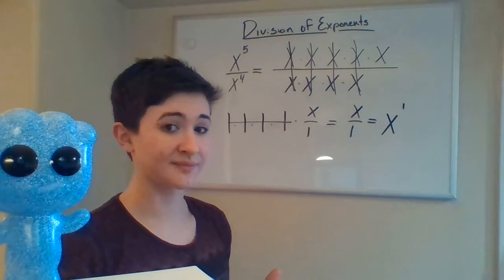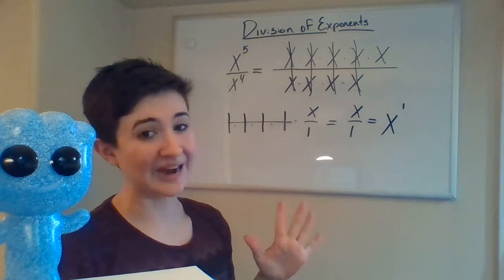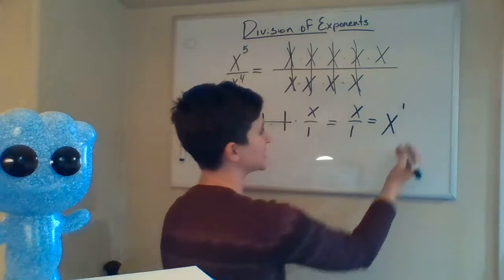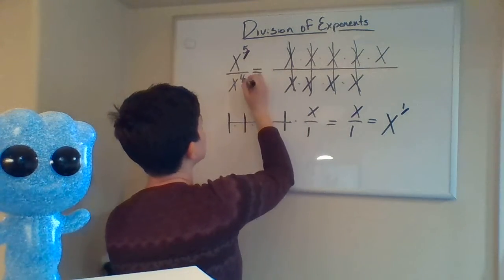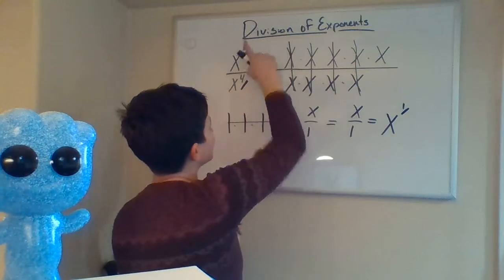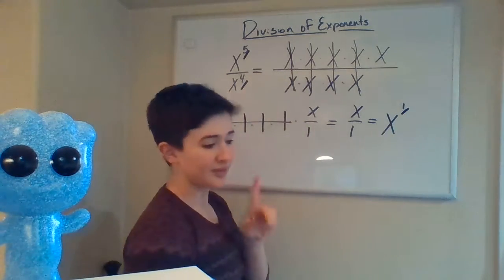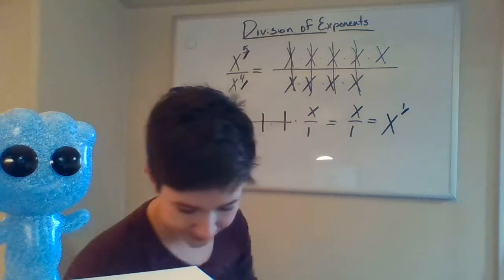Does that make sense? What I want you to pay attention to is the end exponent, and the original exponents. Is there anything I can do to 5 and 4 to get 1? Think about that. We're going to do another example.